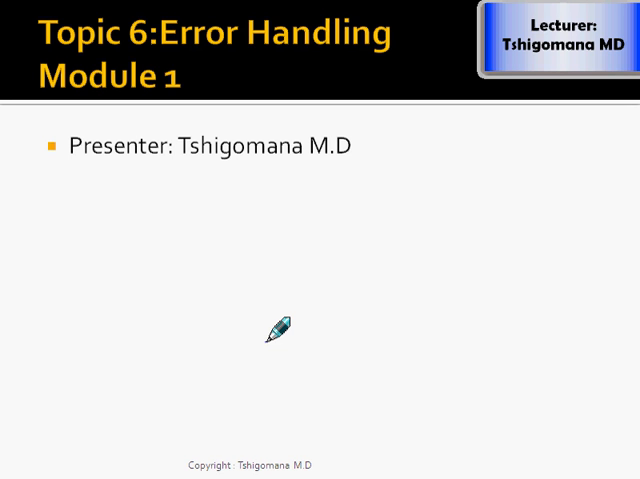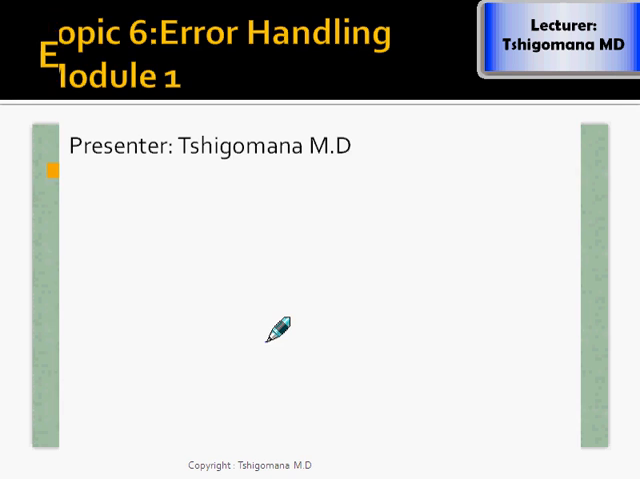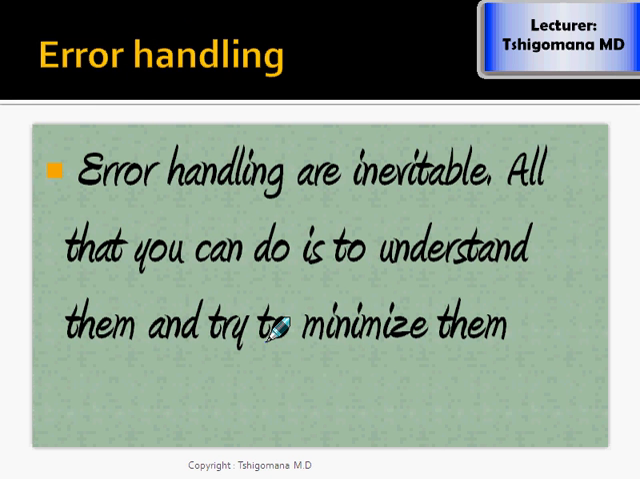This time we're going to look at topic 6, which is titled error handling. We're going to look at module 1. Now, what is this error handling?